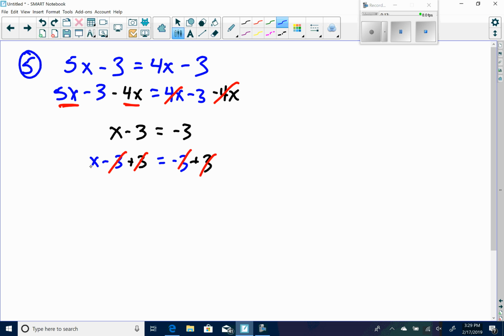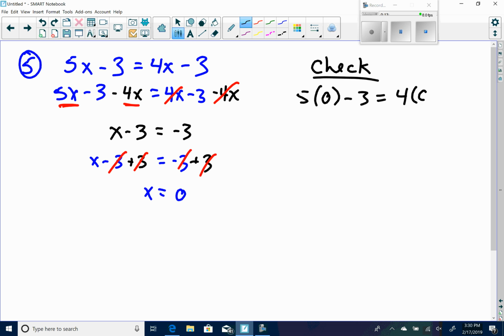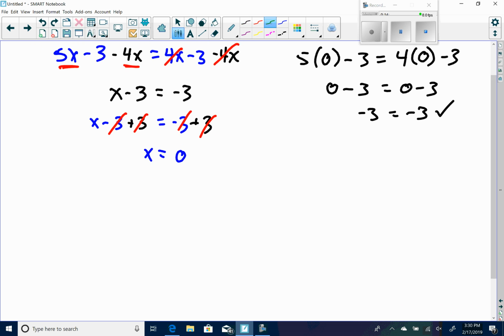So over here, I still have this x to write. But over on the right side, it's just going to give me a 0. We never want to leave it blank or let that confuse you there. When things cancel, we get a 0. When things divide out, it's a 1. But let's check this real quick. So we will have 5 times 0 minus 3 equals 4 times 0 minus 3. 5 times 0 will just give me a 0 minus 3. 4 times 0, also a 0 minus 3, which leaves me with a negative 3 and a negative 3 on each side.